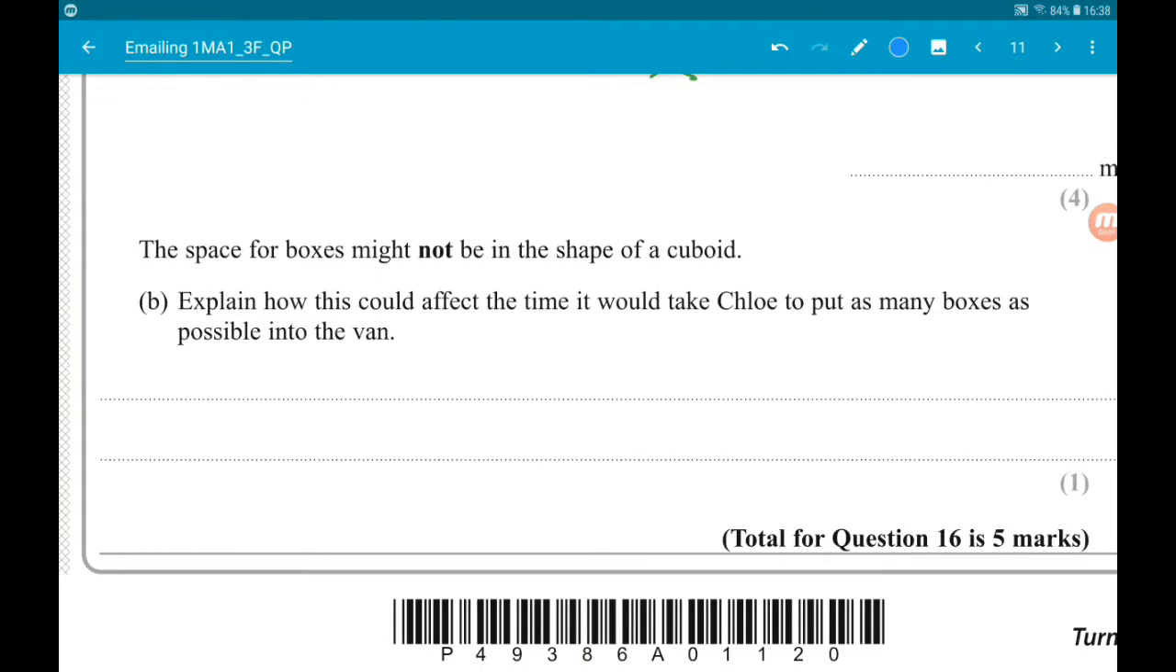Okay then, for part B we're told the space for boxes may not be in the shape of a cuboid. How might this affect the time it takes Chloe to fill the van? So, if the available space has a bigger volume than the cuboid, she might be able to get more boxes in, which will take more time, or if it has a smaller volume, she'll be able to get less boxes in, which would take less time.